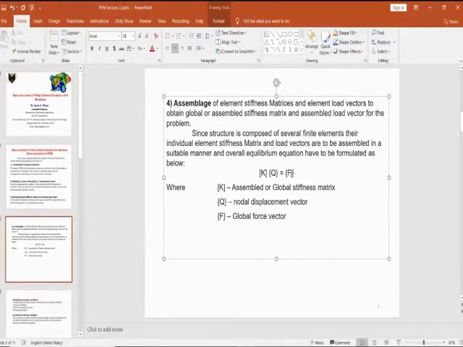Because this force matrix is a vector. What is a vector? It is a matrix having either a single row or a single column. If a matrix has only one row or only one column, then that matrix is called a vector. So capital F will be a vector, that is, it has only one column. It is a column matrix. That is why instead of calling it a load matrix, we call it a load vector.